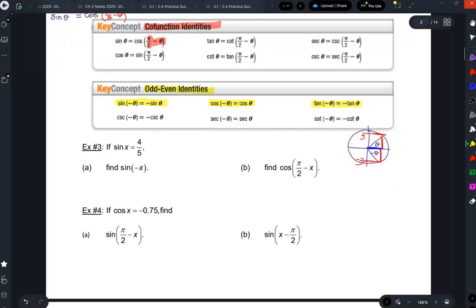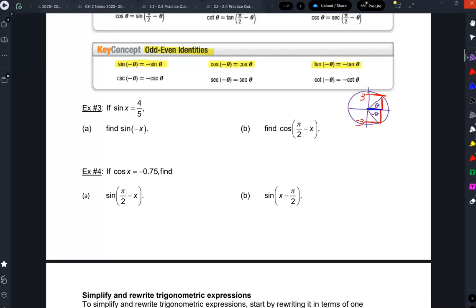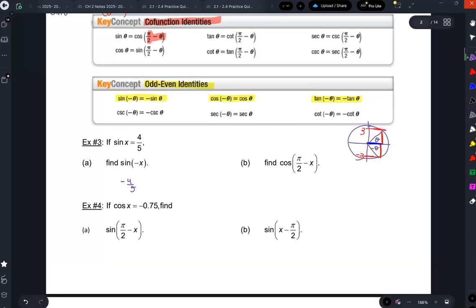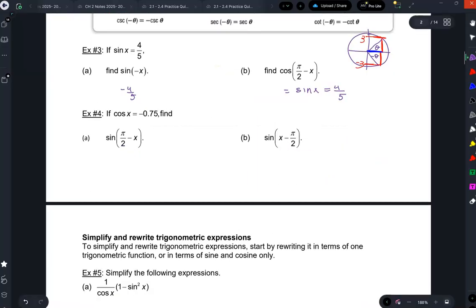Now, here we have sine of x is equal to 4/5. This is straight out of last chapter. What would sine of negative x be? Negative 4/5. Now, what about this one? Cosine of pi over 2 minus x. We know from the cofunction identities that this is sine of x, which is just 4/5.